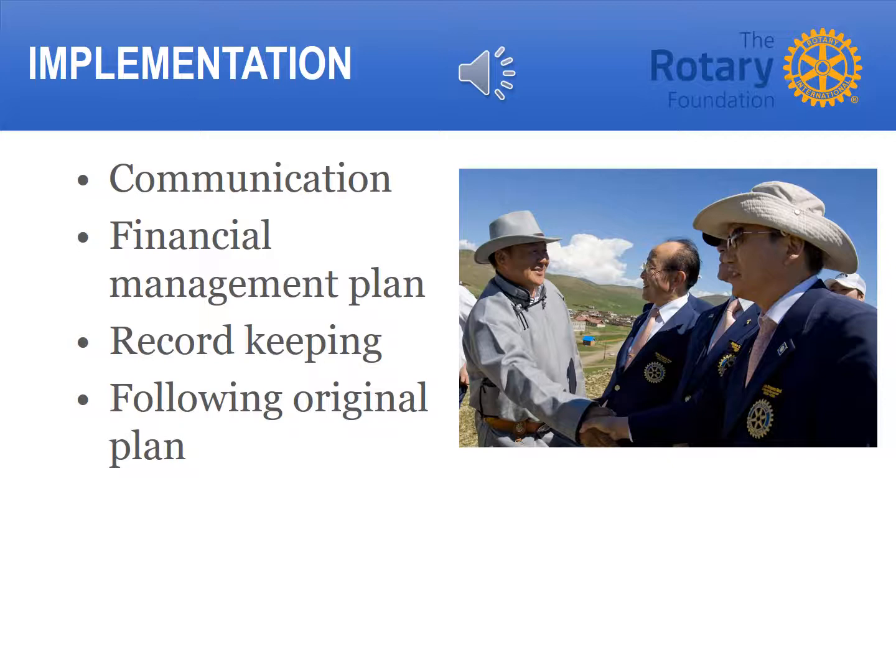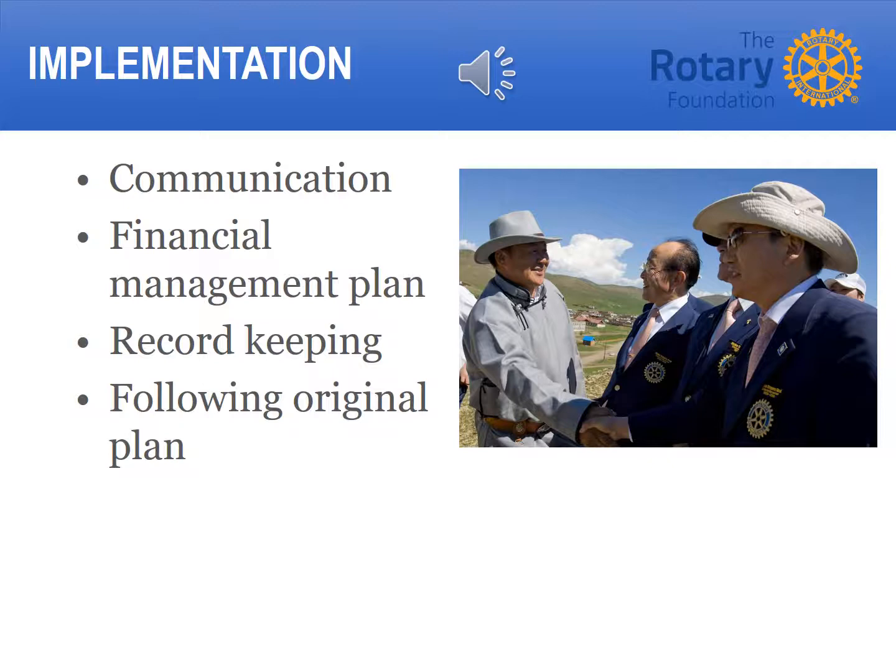Now we're getting down to the fun part, implementation of your project. There are a few things that are crucial to successful implementation. The first is communication. You should communicate regularly with partners and community members about the progress of the grant. Talk with the scholars regularly about the progress of their studies. Both partner clubs and both districts report on how the funds are being spent. And of course, communicate to the Rotary Foundation according to the reporting requirements of the grant terms and conditions.